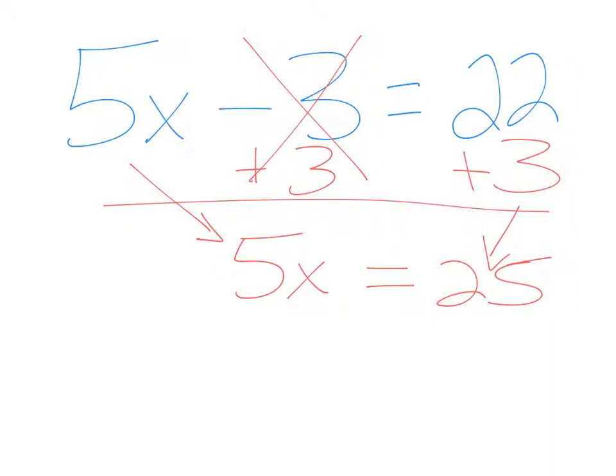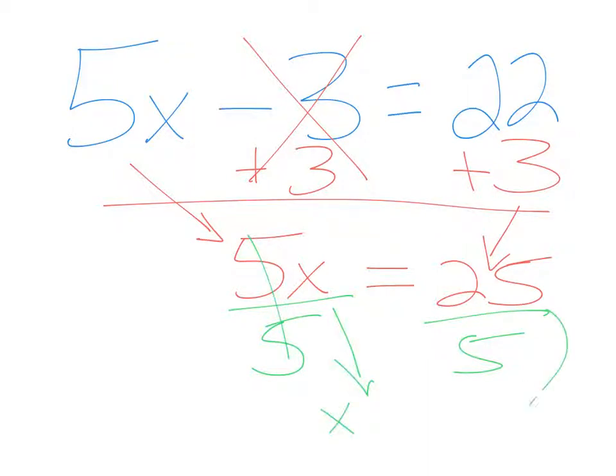Now I have 5x is equal to 25, so I need to get the 5 off of my x. So just like I've done before, because it's 5 times x, I'm going to divide by 5 in order to get rid of it. And I'm going to do it on both sides of the equal sign. Canceling out my 5's over here, leaving me with x. My 25 divided by 5 over here is 5. So again, therefore x is equal to 5.